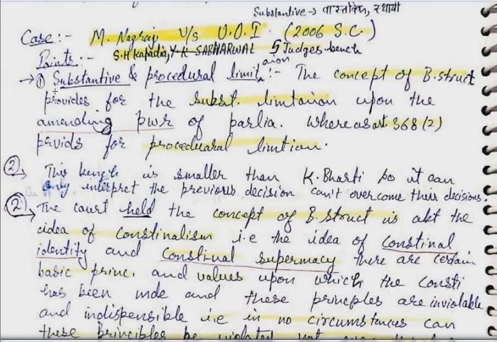This was also discussed earlier. That is the substantive and procedural limitations. This we have discussed at the time of discussing the Kesavananda Bharati case. So write down: the concept of basic structure provides for the substantive limitation upon the amending power of Parliament, whereas Article 368 Clause 2 provides for the procedural limitation.